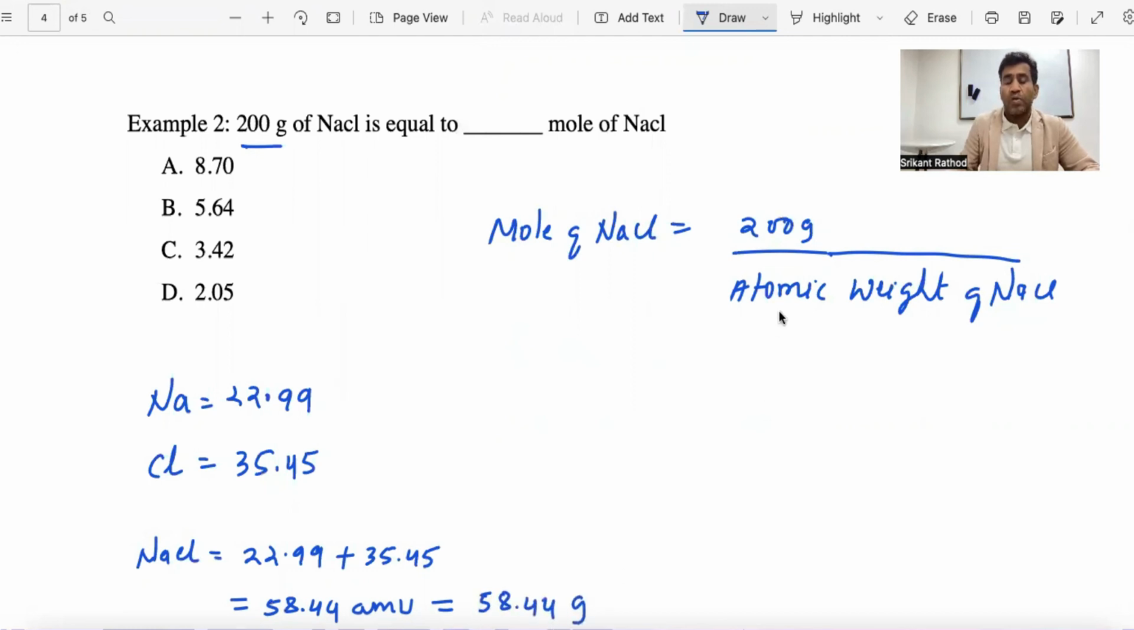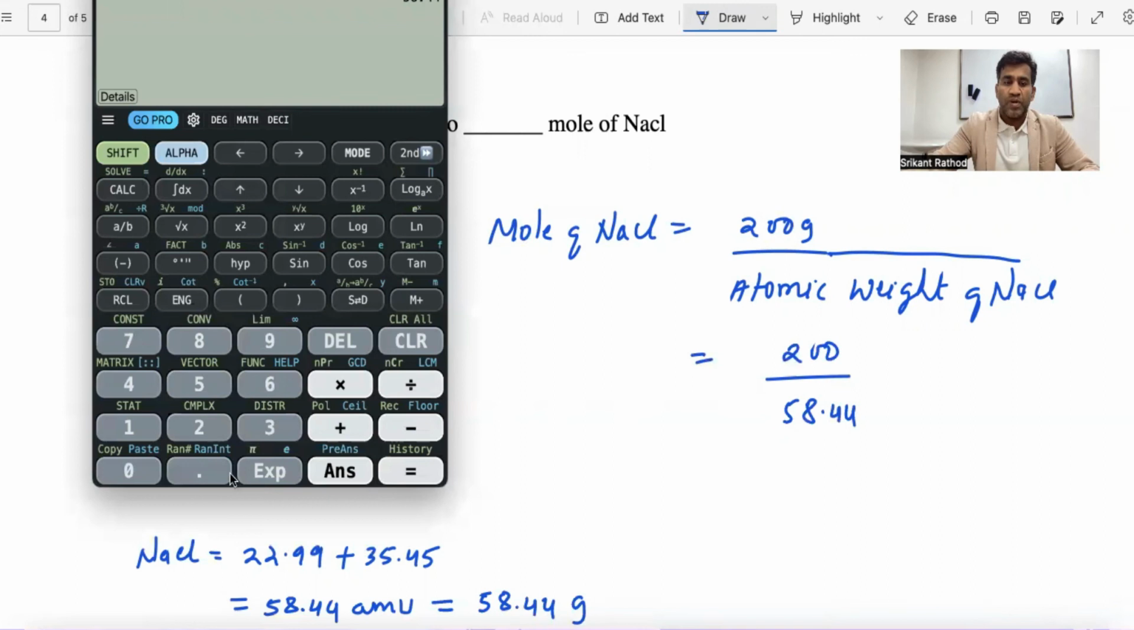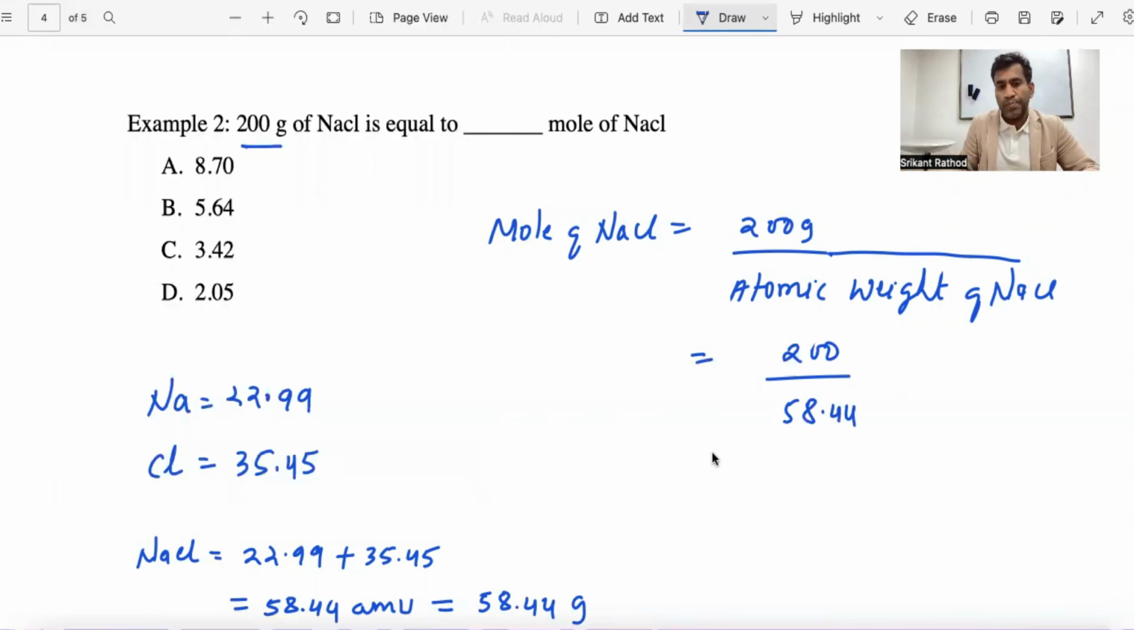Now we are asked to calculate how many moles 200 grams is. I just need to substitute here: 200 divided by 58.44. Whatever result we got, 200 divided by that gives us 3.42231 something, which is equivalent to 3.422 in terms of moles. So that is option B. So this is the way of calculating.